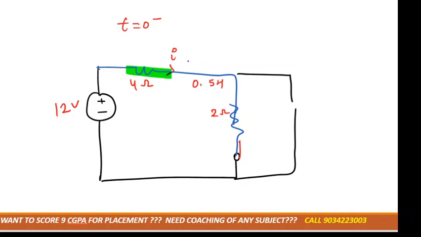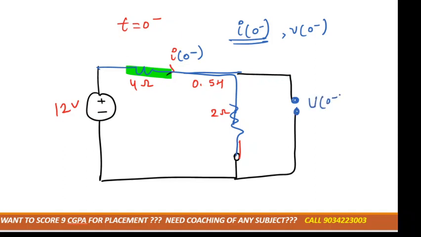And in this we need to calculate I of 0 minus and V of 0 minus. I of 0 minus is the current across the inductor. So the current flowing across the inductor is I of 0 minus, and the voltage across the capacitor is V of 0 minus, right? So we can mark point A and point B. Now simply we have to calculate I of 0 minus.